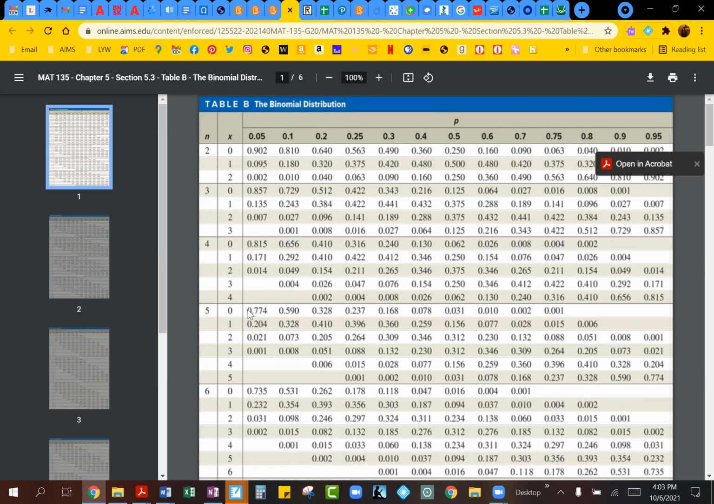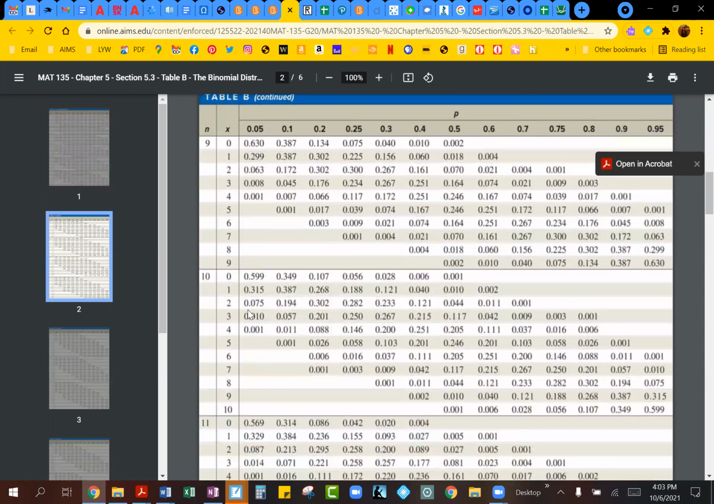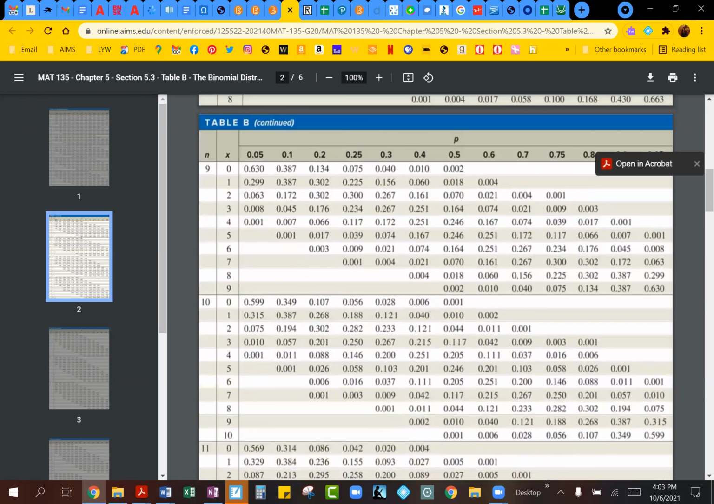So remember, our n value is 10. So you need to go down that first column and find where the n value will be 10. So it will be right here. You can see this is my n value of 10. Our x value will depend on what your number of heads is. So I had 3 heads. And then remember, our probability of getting a head is 0.5 because that's 1 out of 2 outcomes.